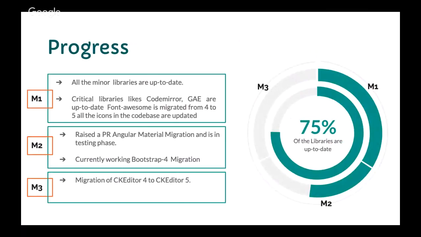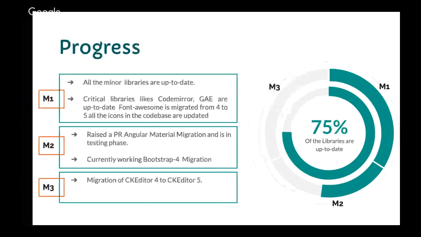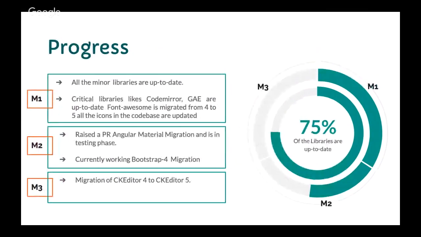This is our current progress on the third-party libraries. We successfully completed the first milestone, in which, as I said, we separated libraries into minor and major. In the first milestone, we upgraded all the minor libraries and a few major libraries like CodeMirror, Google Apps Extension, and Font Awesome. In the second milestone, we have the Angular Material migration and the migration to Bootstrap 4. I've raised a PR for the Angular Material migration, which is currently in the testing phase, and further, I am working on the Bootstrap migration.